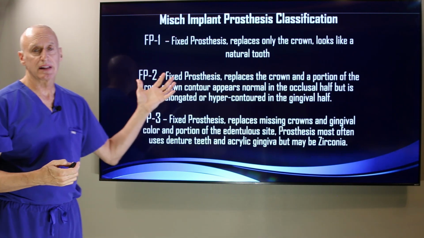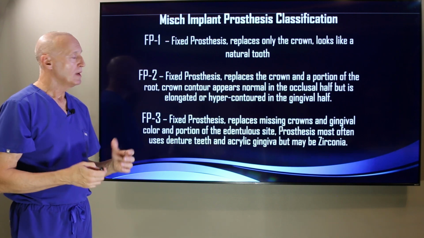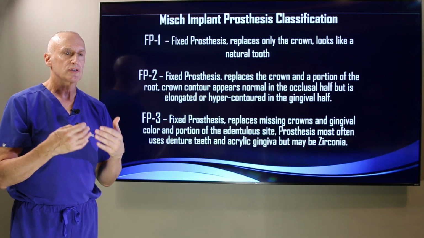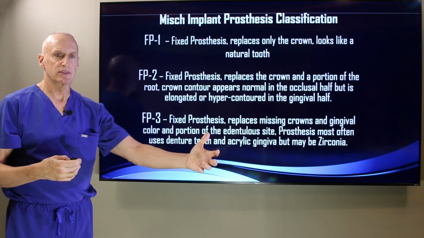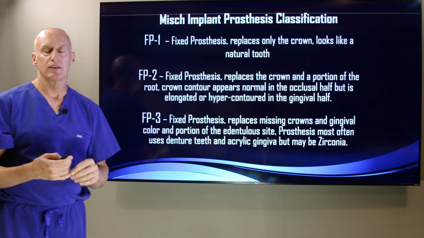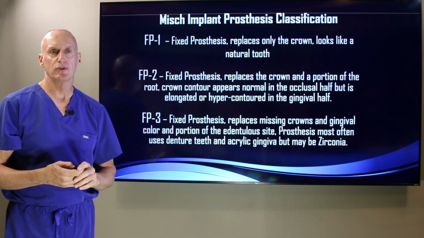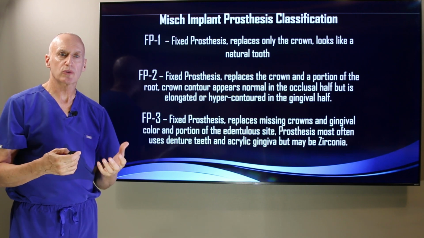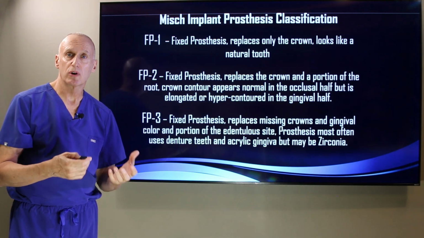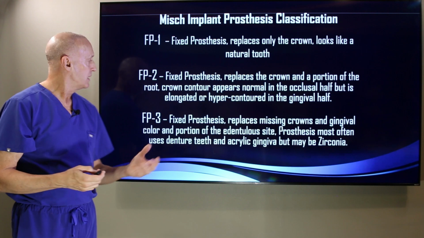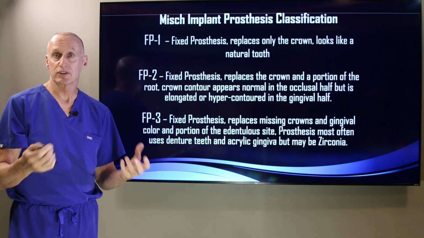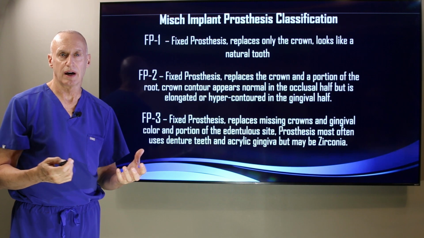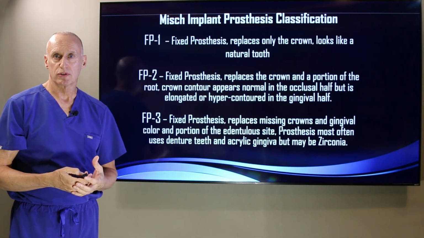But anyway, back to the classification system. This is really important for the rest of today's discussion, and that is the FP1 and the FP2 are the restorations that we do that look the most like natural teeth. FP3 is the ones with a lot of the pink porcelain or the pink zirconia that I complain about all the time, that our all-on-4 doctors do.